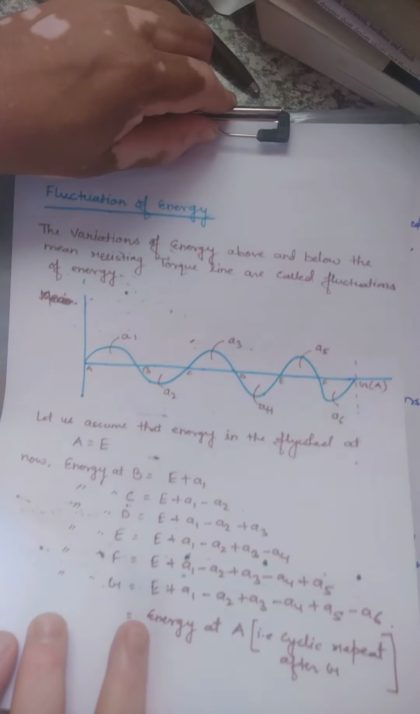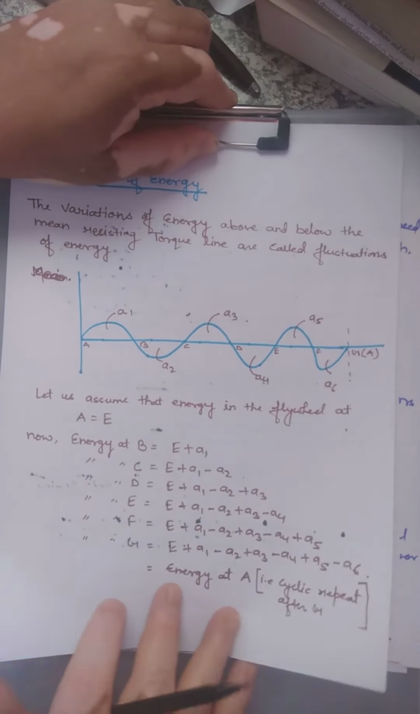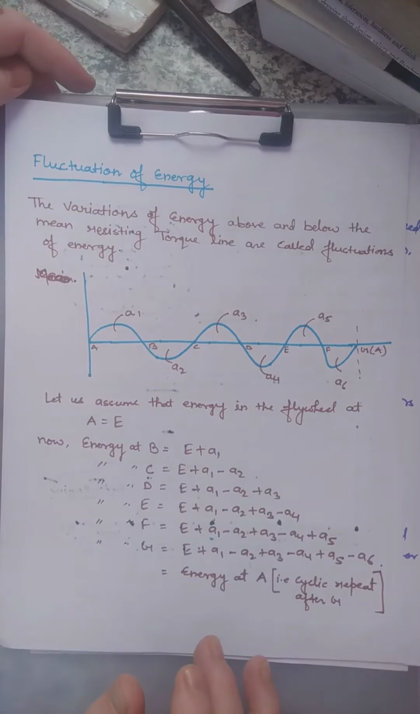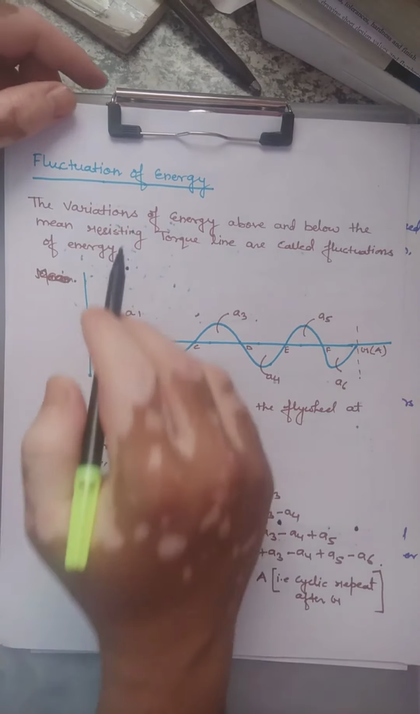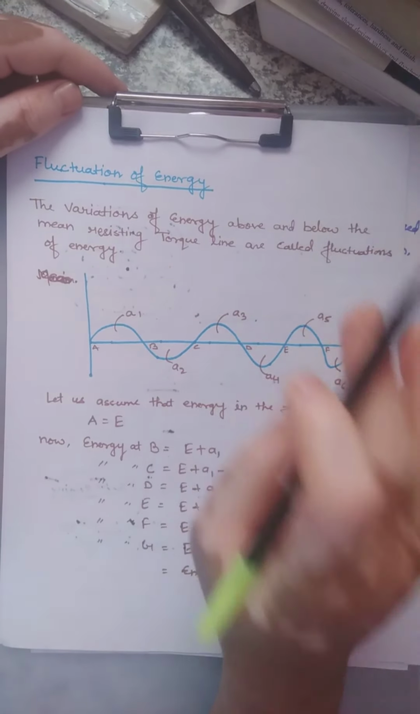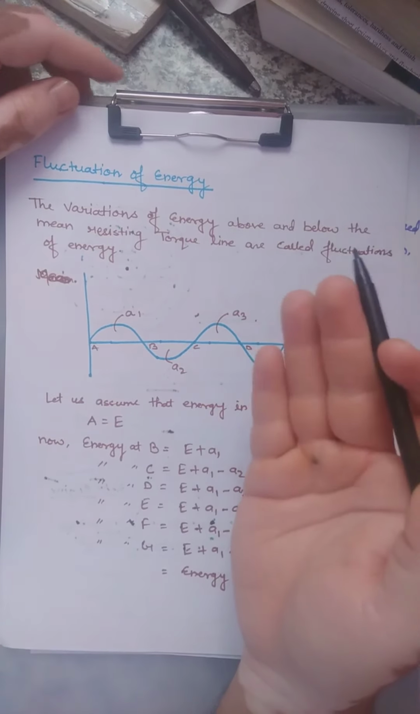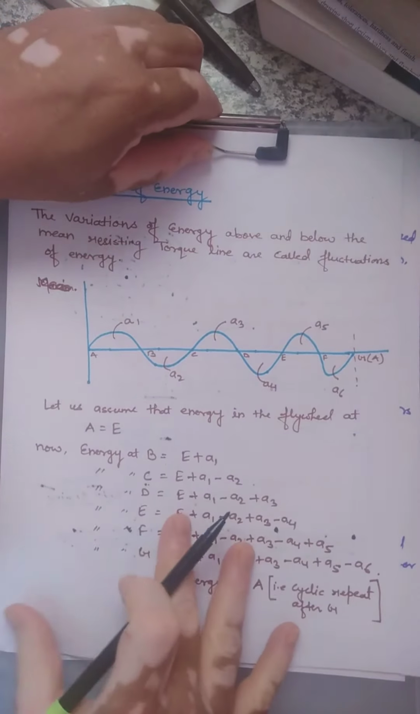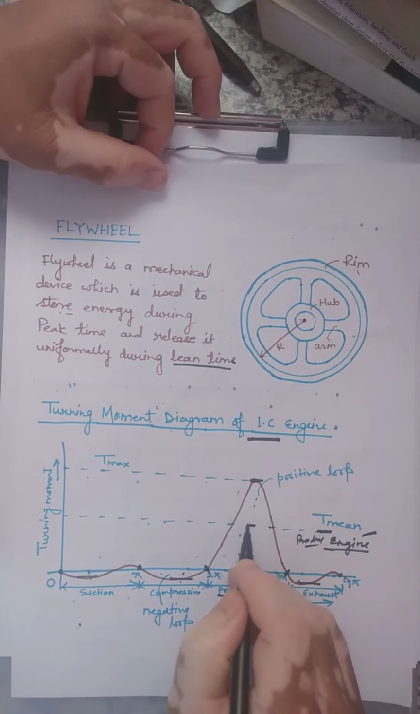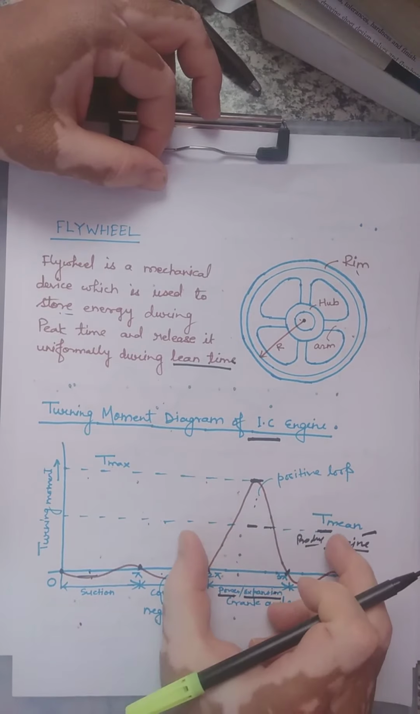Now, what is the fluctuation of energy? The second thing is, what is the fluctuation of energy in a flywheel? It is the variation of energy above and below the mean resisting torque. Yes, we already got a mean resisting torque on our previous page. This is the mean resisting torque.